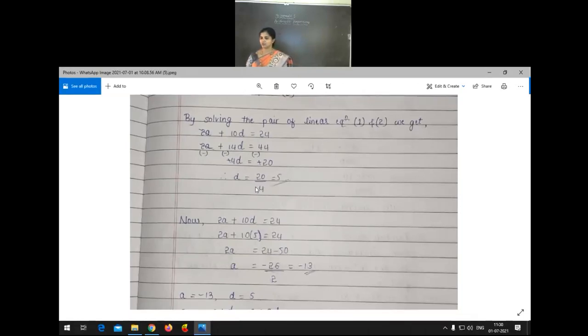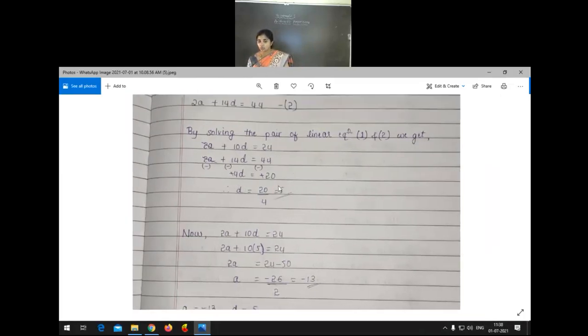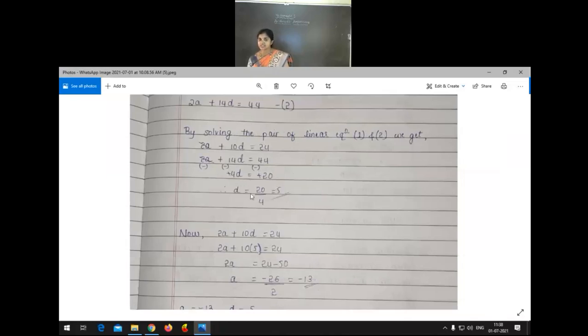We have to find out A. We have two equations and we got the d value. Now we have to substitute this d value in any one of the equations, your favorite equation, but choose the simple equation.